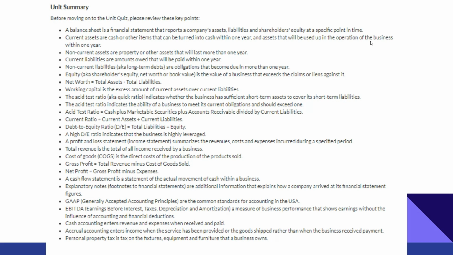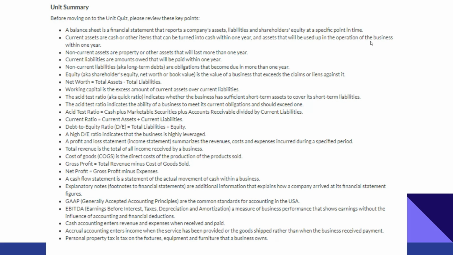A cash flow statement is a statement of the actual movement of cash within a business. Explanatory notes, or footnotes to financial statements, are additional information that explains how a company arrived at its financial statement figures. Generally accepted accounting principles are the common standards for accounting in the USA. Earnings before interest, taxes, depreciation, and amortization is a measure of business performance that shows earnings without the influence of accounting and financial decisions.